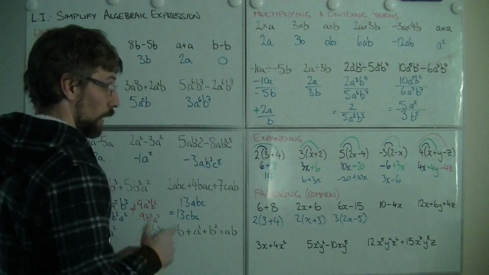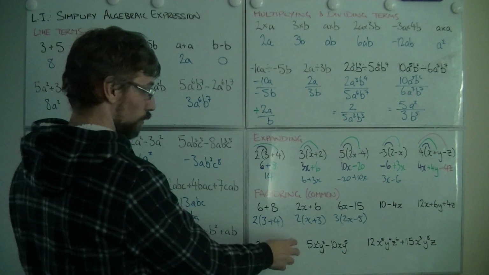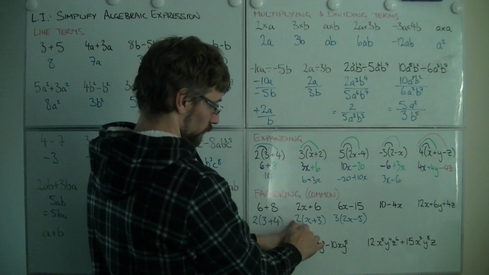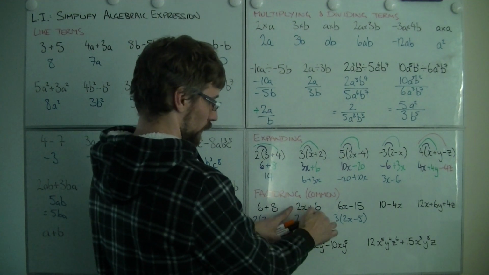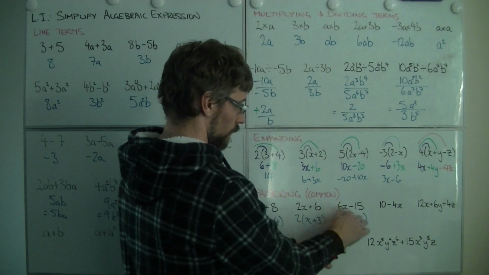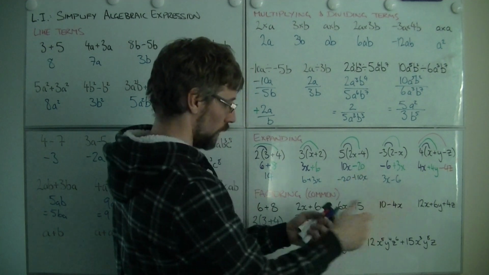Done. Keep in mind, whenever you're not sure, whatever result you get, you can expand it and you should get back to where you started. So 2 by x is 2x, 2 by 3 is 6, 2x and 6. Yep. 3 by 2x should give me 6x. Yep. 3 by negative 5 gives me negative 15. Yep, all works out just fine.